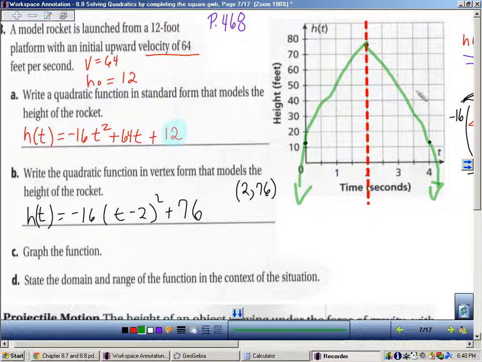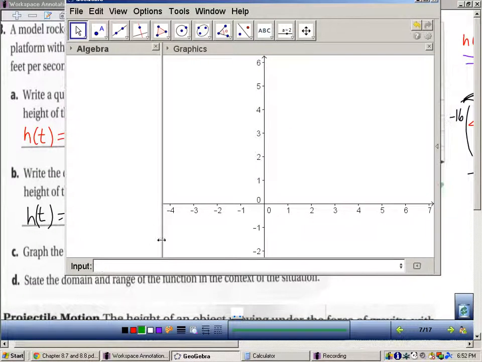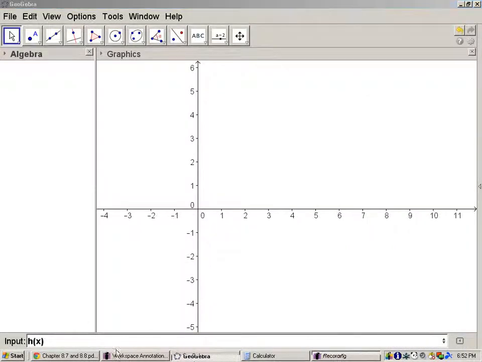So let's use GeoGebra and see what that looks like. So I know what the function is, right? Negative 16, negative 2, and 76. I think I can remember that. Just remember that we're using y and x, or h and x. So let's see how this works. H of x equals negative 16 times x minus 2 squared plus 76.